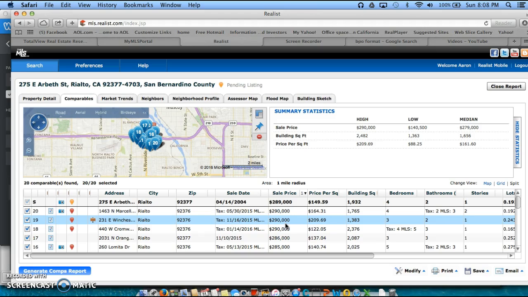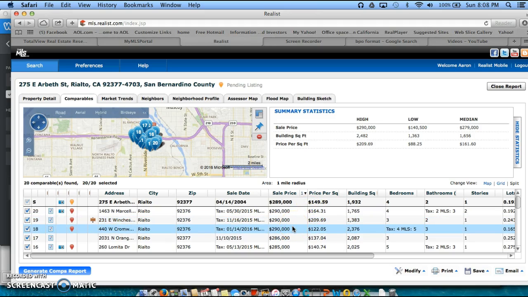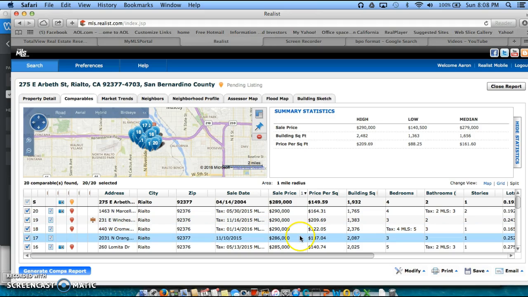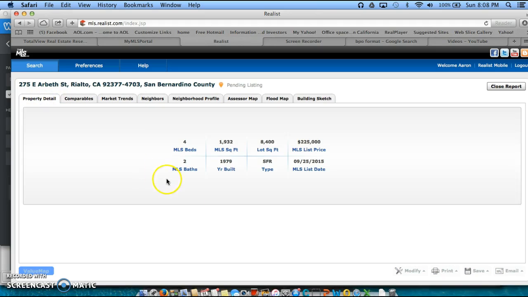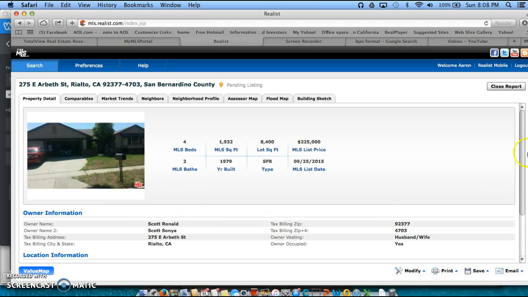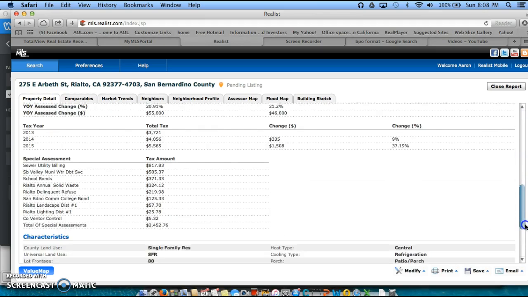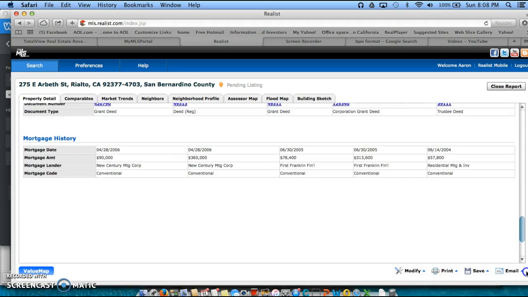So it's good to have multiple sources where you look at comps and you can kind of determine what's going on with the respective market. So anyway, that's how you would look up properties and property data through the MLS. If we went back to property detail, it would take us back to the original page that we were at. This format is slightly different, but it gives us all of that information again.